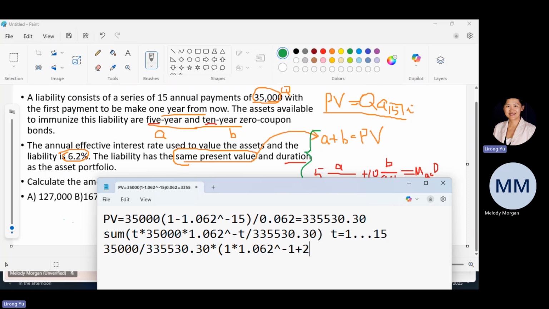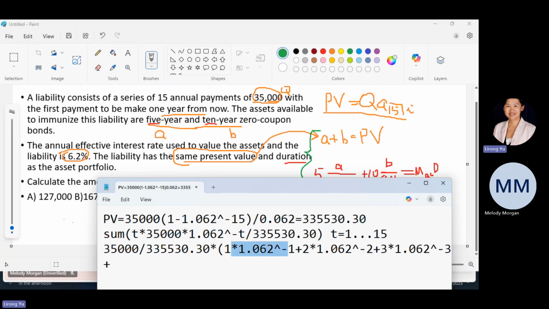It's 1. And now we're going to have 2 times 1.062 to the power of -2. So that's the weight times the interest rate to the negative t power. That's a discount, and the division is already outside. These are all multiplication and summation. And plus there's 3 times 1.062 to the power of -3. And we have to do this 15 times.